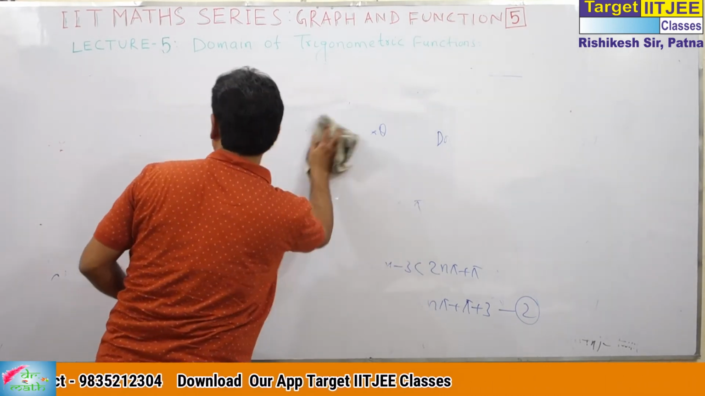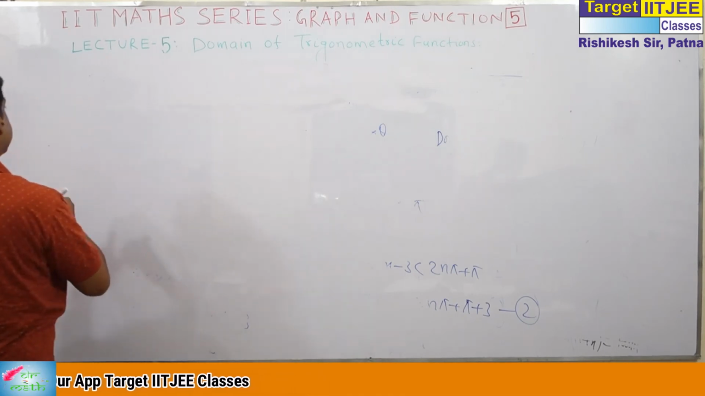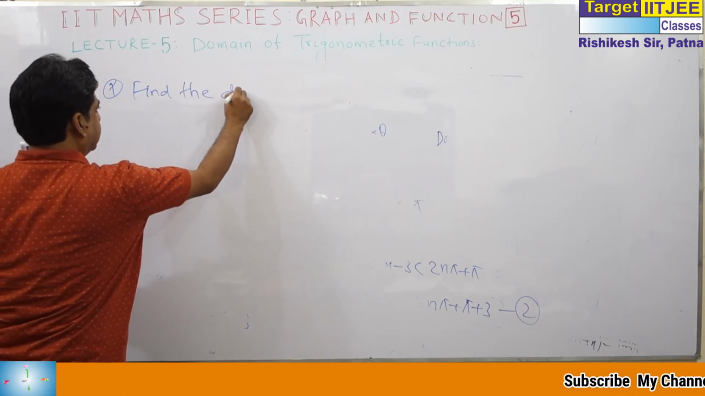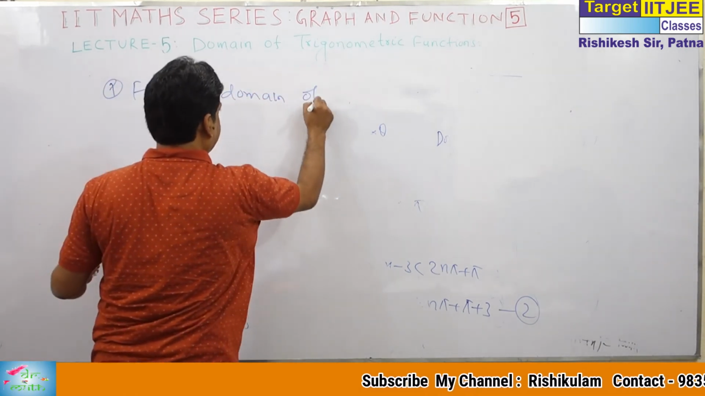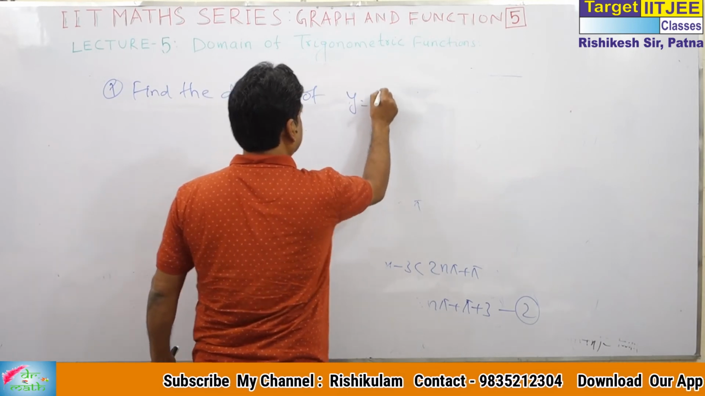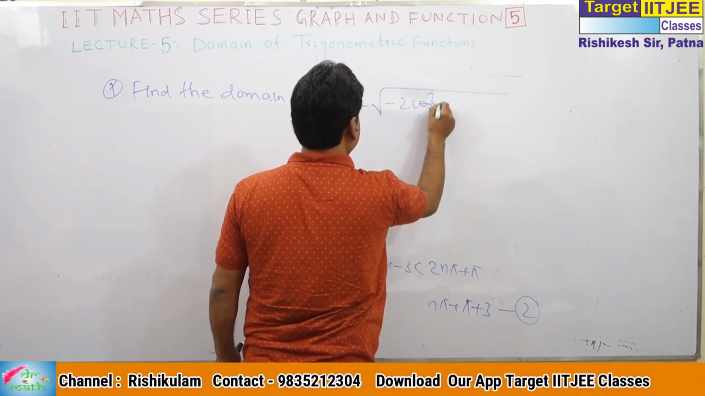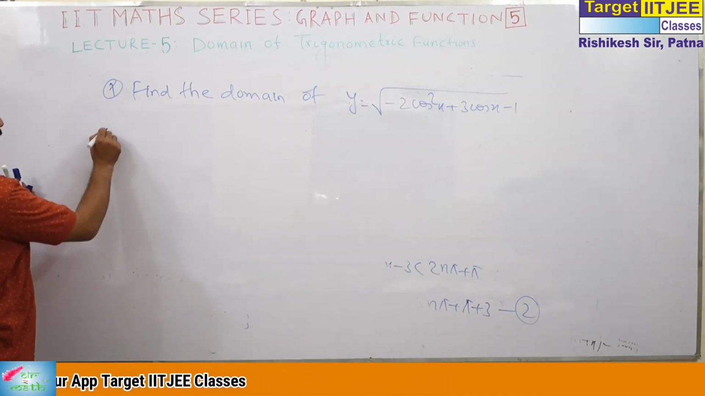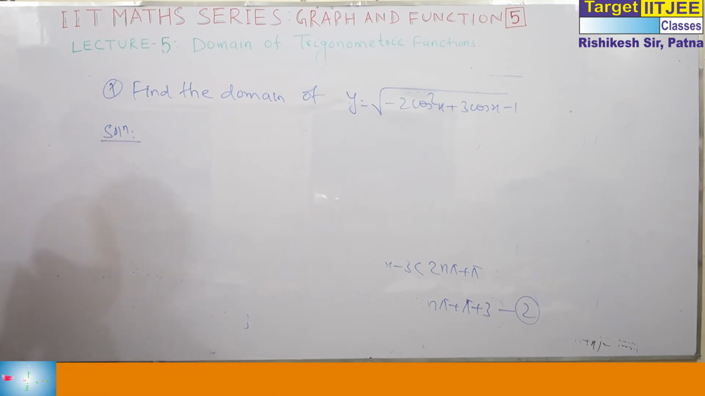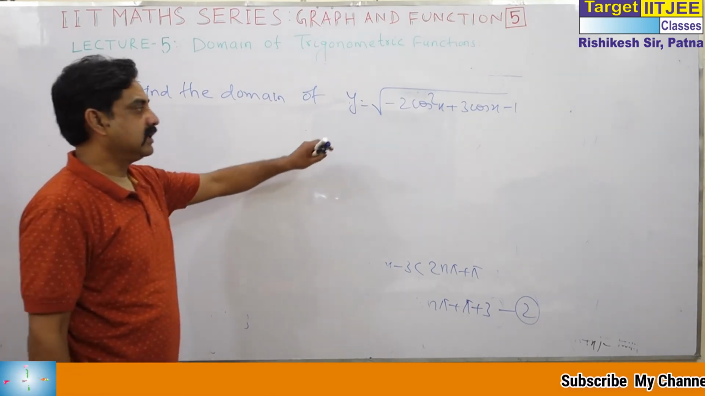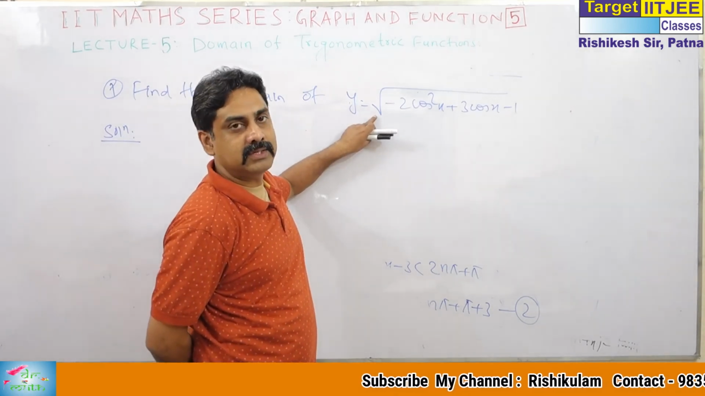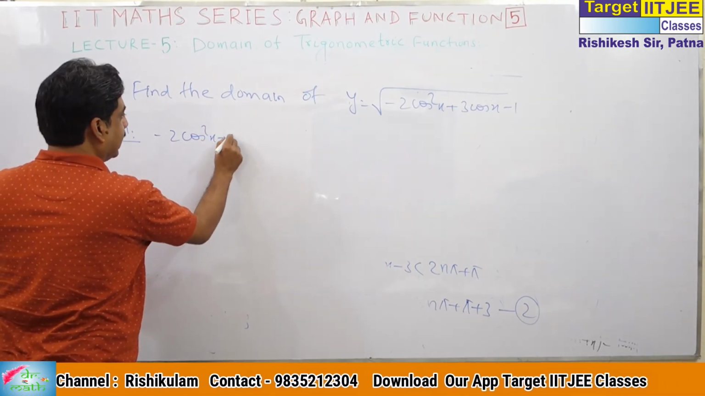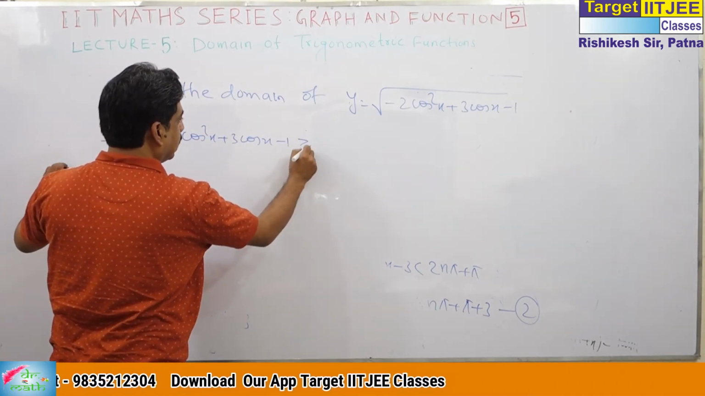The question is, find the domain of number 7. Find the domain of y is equal to the square root of minus 2 cos squared x plus 3 cos x minus 1. What is the condition? Condition generates only due to what? The square root. So minus 2 cos squared x plus 3 cos x minus 1 greater than or equal to 0.